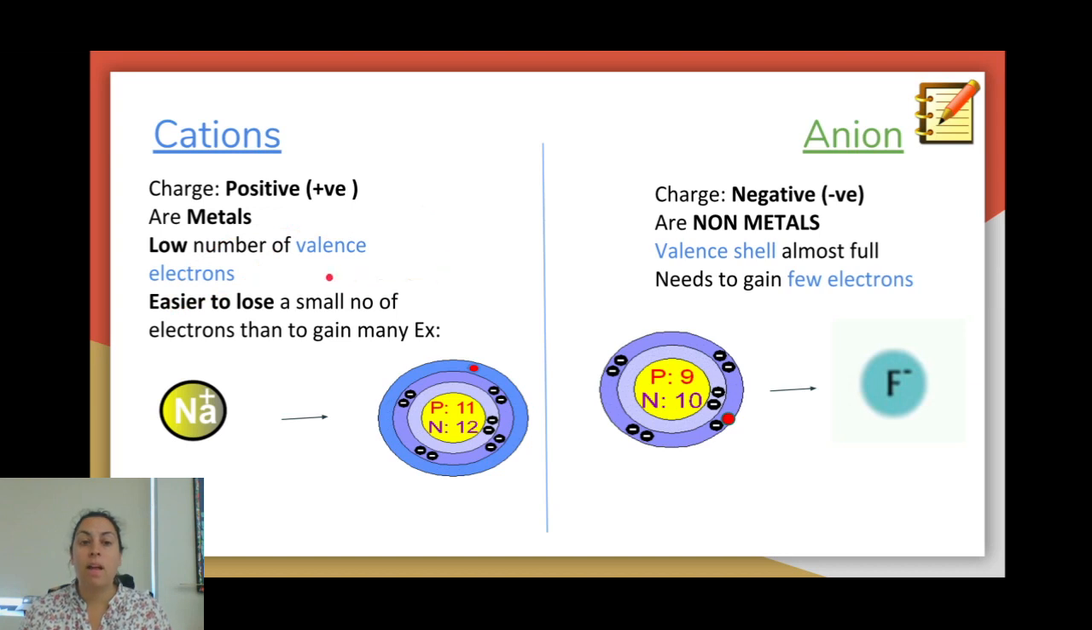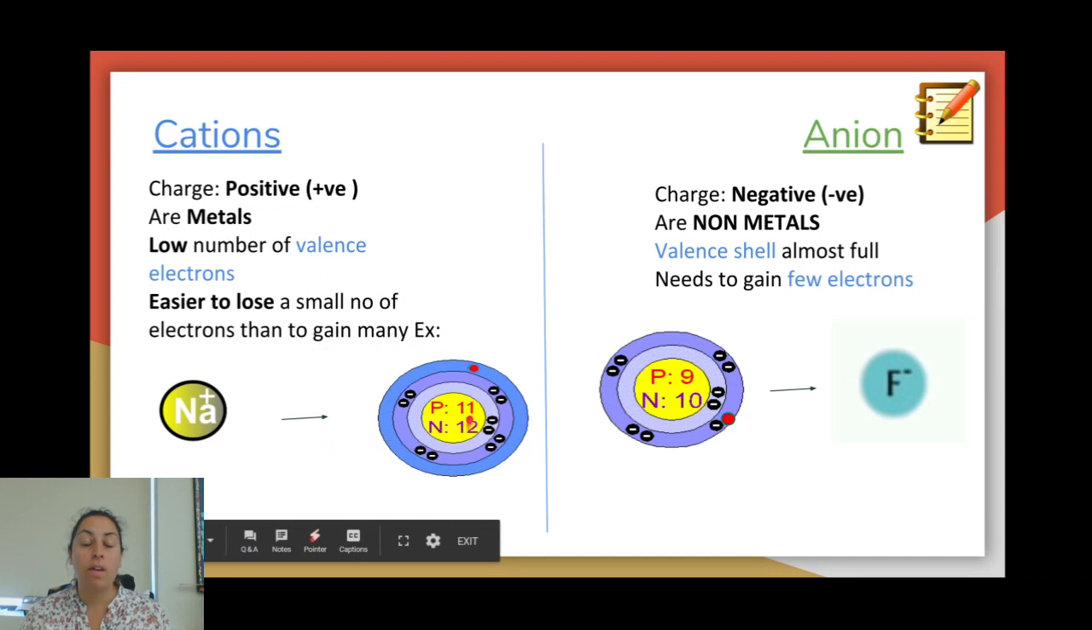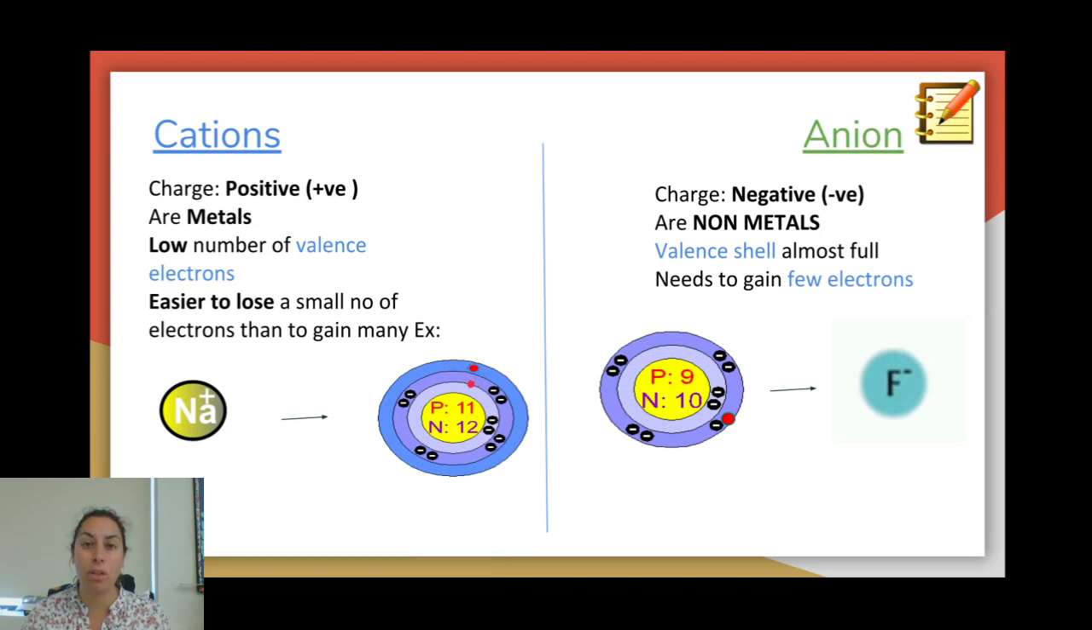Basically what this means is it has a low number of valence electrons to start with, and it's easier to lose that electron than it is to try and gain more electrons. So for example, sodium initially has 11 protons and 11 electrons, and then this one lovely red electron here, it only has 1 electron in its valence shell.